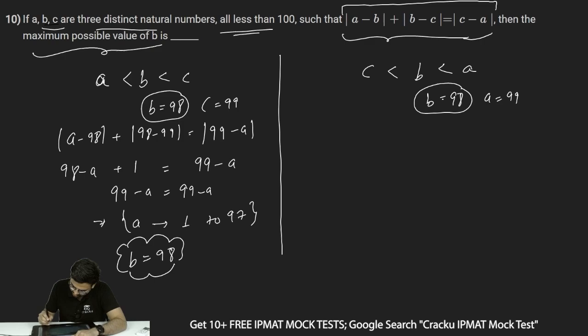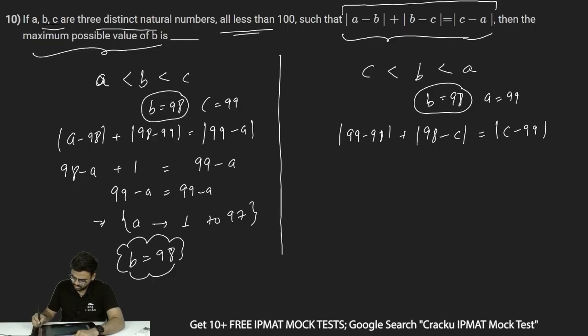So let's check for c. Now mod a minus b, which is 99 minus 98, plus mod b minus c, which is 98 minus c, is equal to mod c minus a, which is c minus 99. Now 99 minus 98 will be 1. 98 minus c, b is greater than c, so 98 minus c will be 98 minus c only.